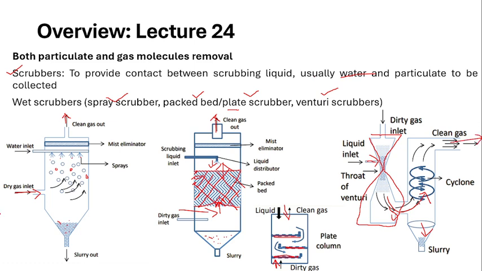Okay, all these are based on the contact between the scrubbing liquid and the particulate matter to be removed. Once these particulate matters are collected from the gaseous components as slurry, the clean gas is collected out of the scrubber. Okay, this is the main principle behind these wet scrubbers.